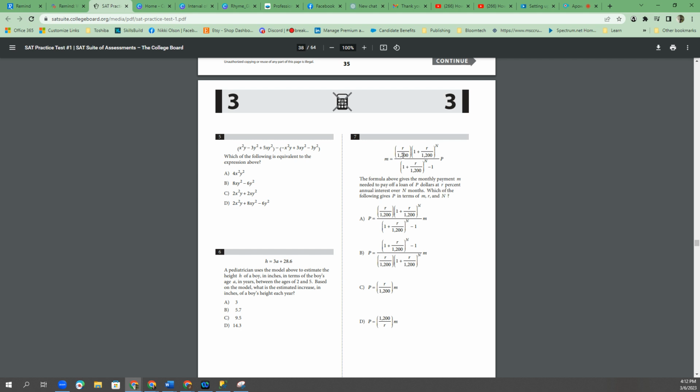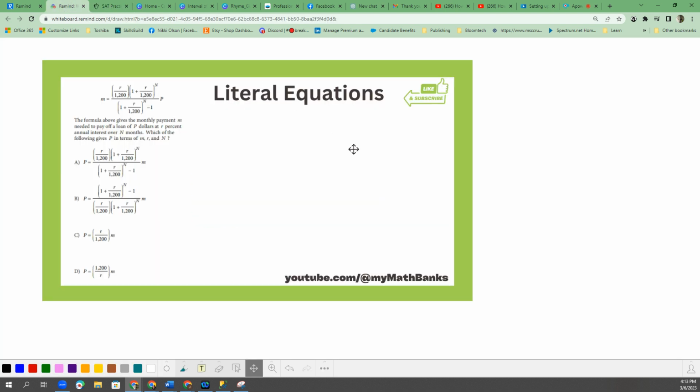So technically, this is just a formula for M, when you know your loan, how many months you're going to pay for it, and your rate, and it gives you your monthly payment. Now, the instruction here is: which of the following gives P in terms of M, R, and n? So when they say gives P, instead of M equals, they want it to be P equals. Okay, all right, so let's review this.